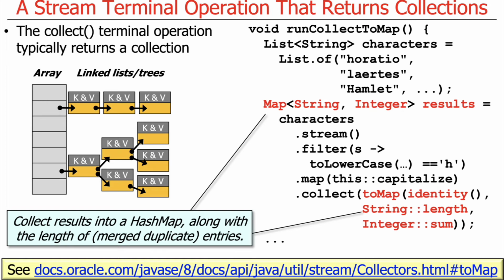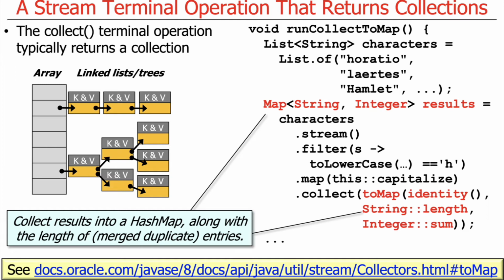So a hash map can be produced by using the toMap factory method on the Collectors utility class. In this case, we're going to take our characters, the names in Hamlet, and make a map. The key will be the name of the character, like Horatio or Hamlet. The value will be the length of the character's name in bytes. So Hamlet would have 6, Horatio would have 7, and so on. If you end up with multiple characters with the same name, in other words duplicates, it's going to simply add the lengths together. So if you had Hamlet occurring twice, the length would be 12. That's just the way it works.